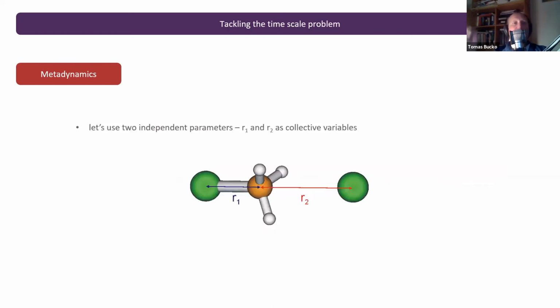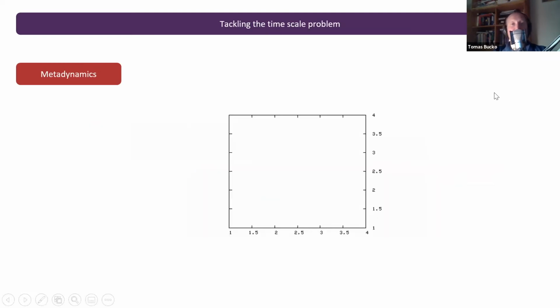Okay. Let's see how it works. So let's come back to our toy system, and let's use the two distances R1 and R2 as two independent collective variables. Now this is how it works.